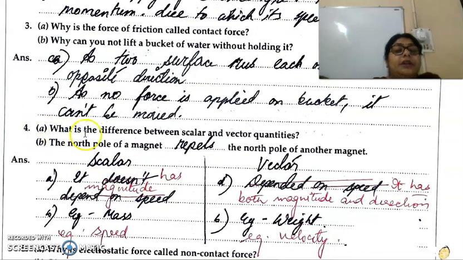So we need to hold it, pull it, and only then can we lift a bucket of water. Then what is the difference between a scalar quantity and a vector quantity? You see it is written scalar, vector. Scalar has magnitude. Vector has both magnitude and direction. Examples of scalar quantities are mass and speed. Examples of vector quantities are weight and velocity.